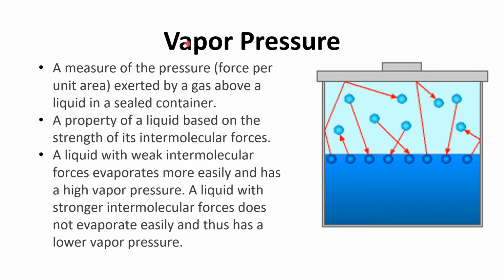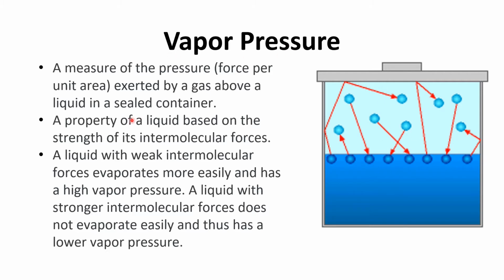The boiling point and vapor pressure are related. As you can see from the term vapor pressure, it is the pressure which is exerted by the vapors in a sealed container. So the definition of vapor pressure is, it is a measure of the pressure exerted by a gas above a liquid in a sealed container. So basically, if we take a sealed container and we heat it up, the liquid will change into gas, and the pressure exerted by those gas molecules is called the vapor pressure.